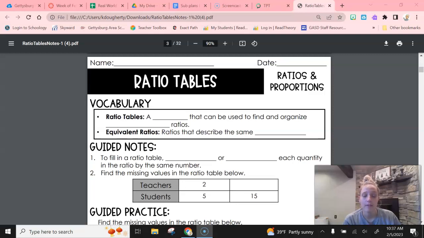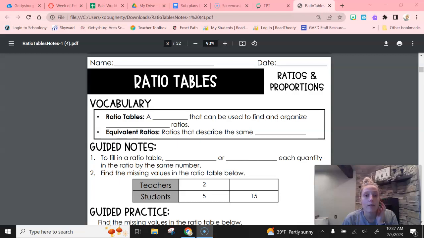You should all have in front of you your ratio table notes. This lesson is not going to be anything new for any of you because all you're doing is finding equivalent ratios, which most of you are very, very good at. Okay, so I think I have some tools to write on this, so I'm going to try to just write in the answers. Okay, so let's go over some vocabulary first.